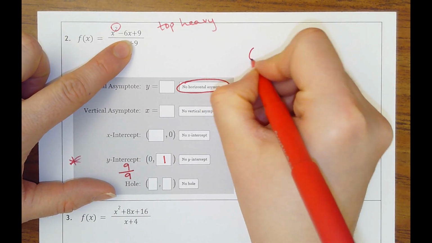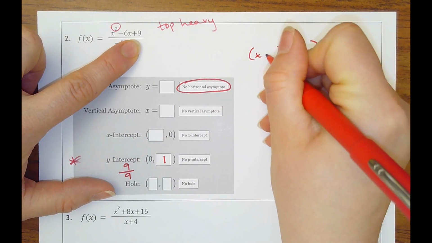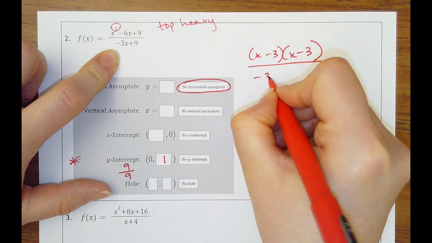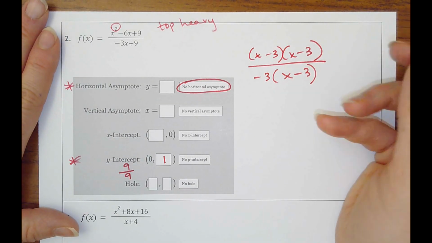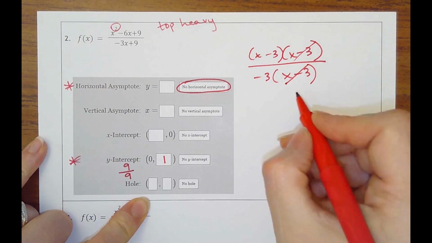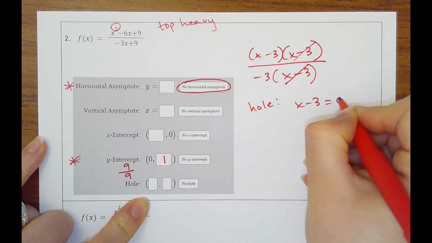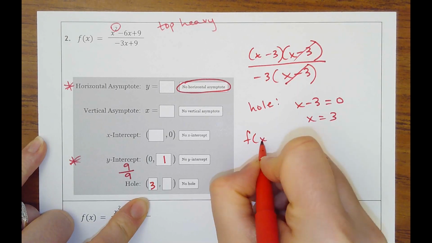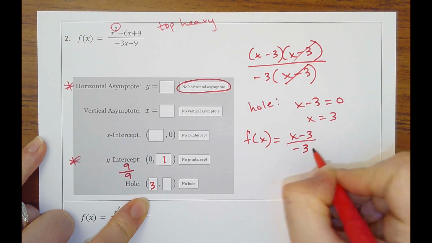So on the top, that would be x times x. That would be -3 and -3. On the bottom, I'm going to divide out a -3 and have times x minus 3. Okay, I do have a common factor that'll cancel, so there should be a hole. The hole comes from setting that canceled factor equal to 0 and solving, so that's at 3 comma something. I get the y value by taking my simplified function, which is now just x minus 3 over -3, plugging in 3.